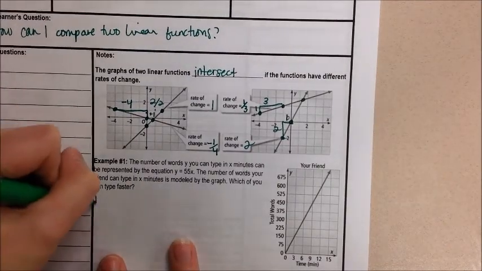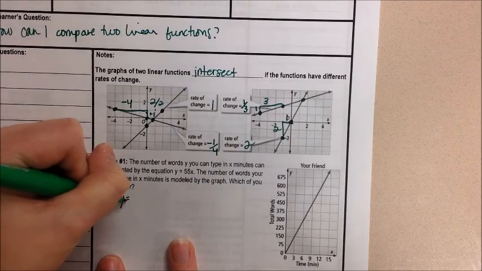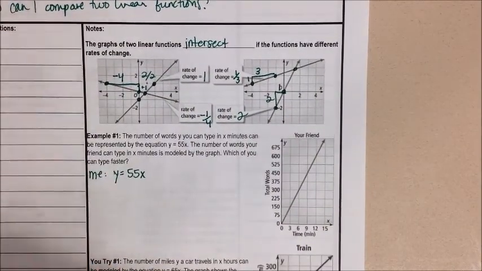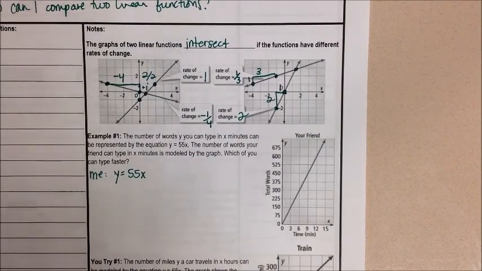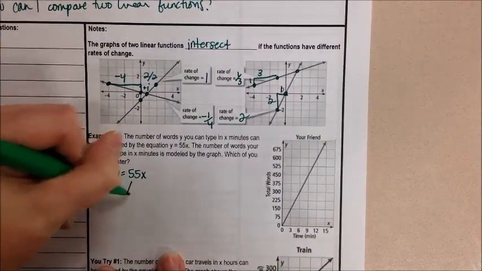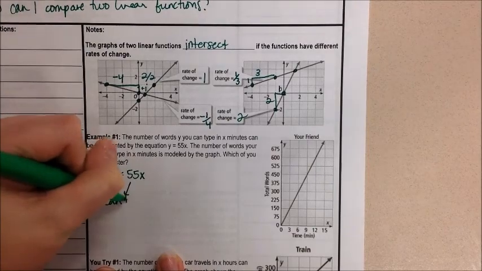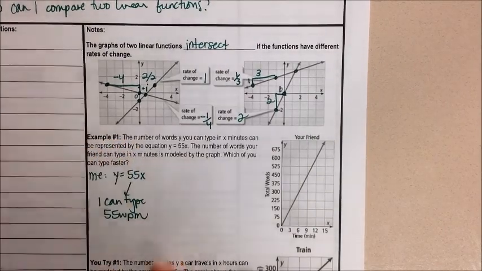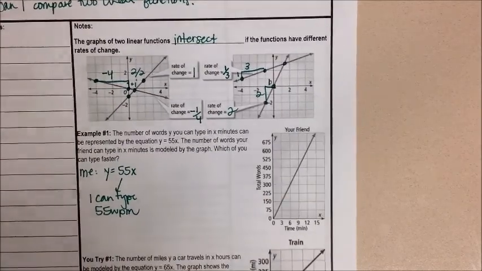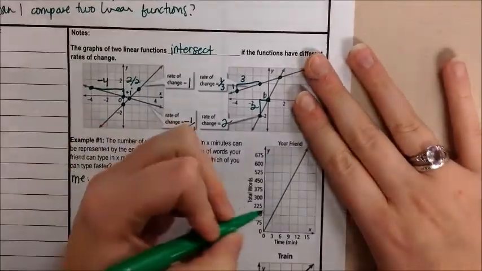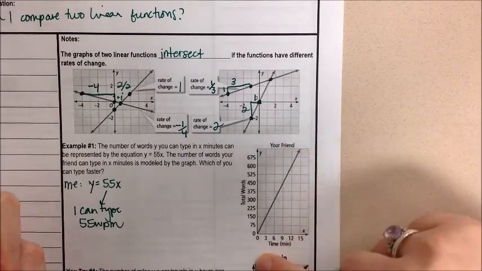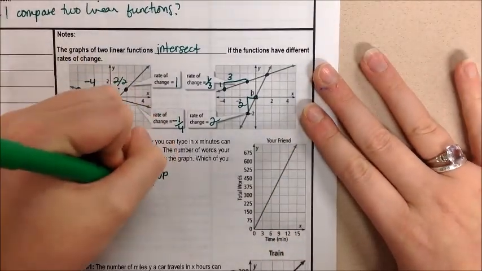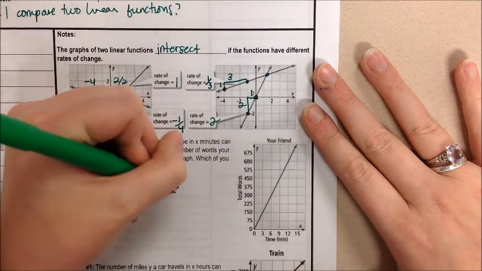Okay, so me, I'm y equals 55x. So how many words per minute do you think I can type? Okay, 55. So I can type 55 words per minute. Okay, now we have to find out how much our friend can do. Okay, so this is a proportional relationship. So I am just looking for that constant of proportionality, or my rate of change.